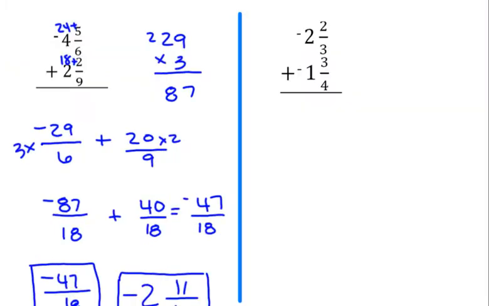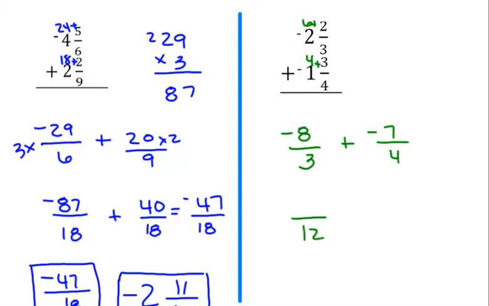All right, let's look at the next one here. So we have negative 2 2/3 plus negative 1 3/4. So we're going to make them an improper fraction. So 3 times 2 is 6. 6 plus 2 is 8. So negative 8 over 3 plus 1 times 4 is 4. 4 plus 3 is 7. So negative 7 over 4.